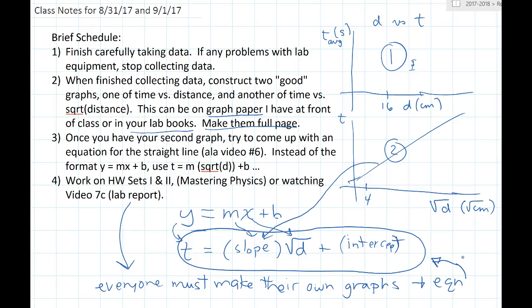Like I said, you can use graph paper or your lab books. We're not going to do computer graphs for this first lab. We're going to do it on paper, okay? And everyone must do an equation. Okay, that's pretty much it.